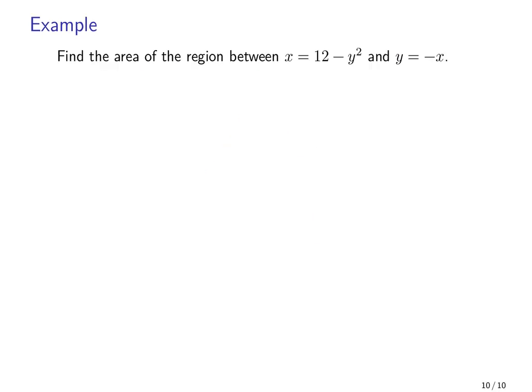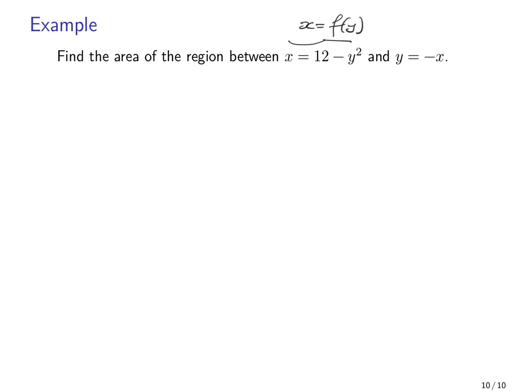Now we'll finish off with a slightly more involved example. So here we have two curves. X is equal to 12 minus y squared, y equal to minus x. So right off the bat, there's something weird here. We have x is a function of y, not y is a function of x. So here we have x is f of y, not y is equal to f of x.